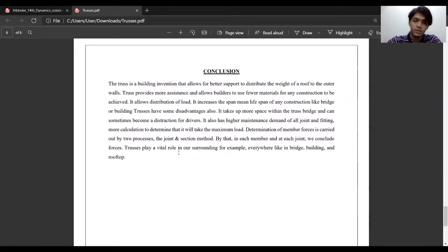So trusses play a vital role in our surroundings, for example everywhere, like in bridges, as shown in the picture, buildings, and rooftops.